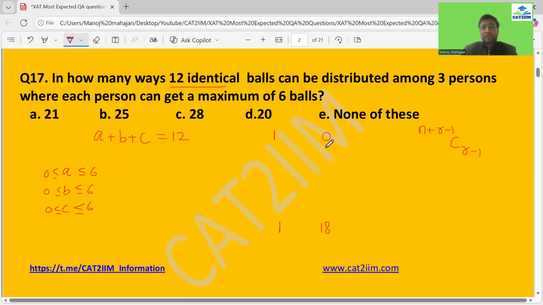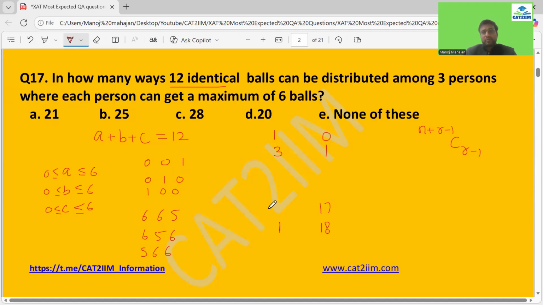Let's try to make the sum total as 1. What do I have? 0, 0, 1, or maybe 0, 1, 0, or 1, 0, 0. So how many cases did we have? 3. Similarly, if you try to make 17, we can make it again with 3 cases. I'll show you: 6, 6, 5, or you can have 6, 5, 6, or you can have 5, 6, 6.